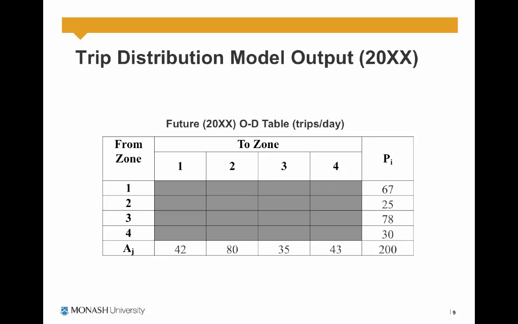So with that information, the outcome of a trip distribution model is a table as you see here, which is an origin destination demand table for a future year, which tells us how many trips will be made in the future from zone i to zone j, where the sum of the rows or the sum of the columns will be equal to the productions and attractions as estimated by a trip generation model.